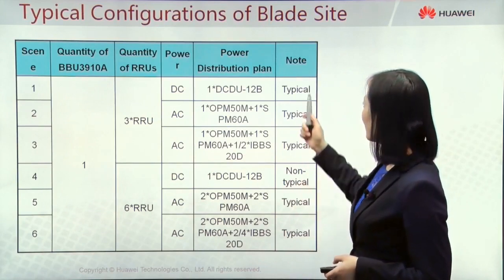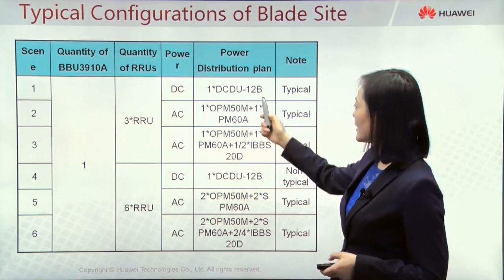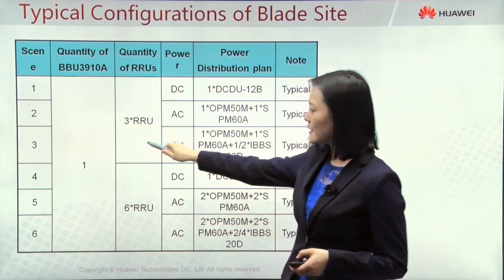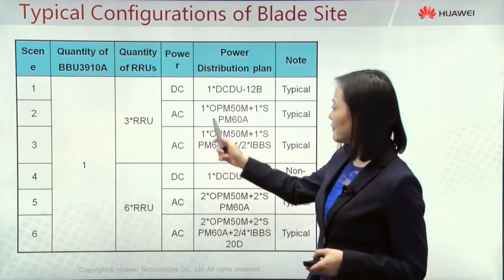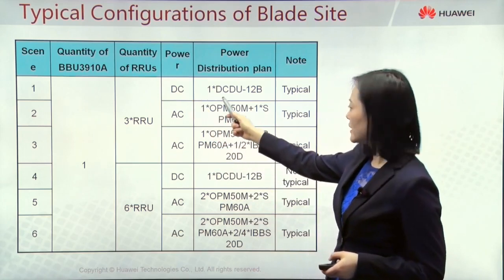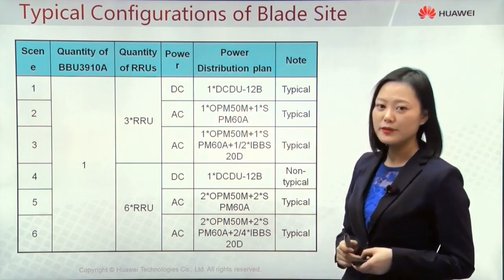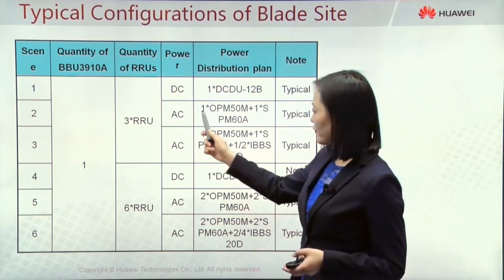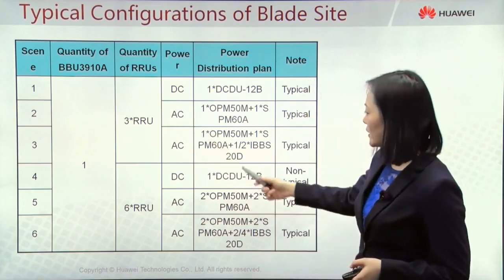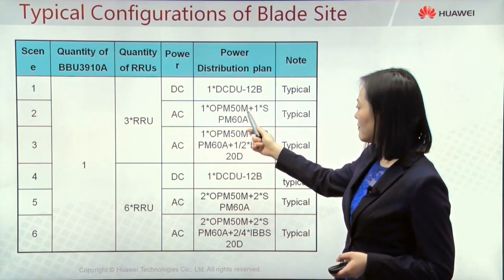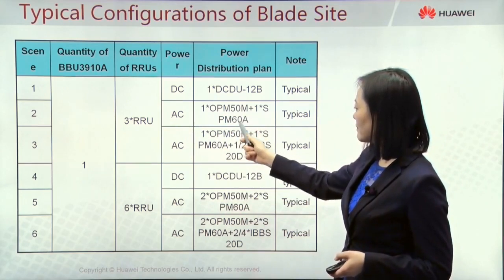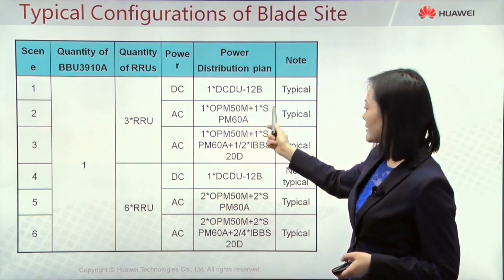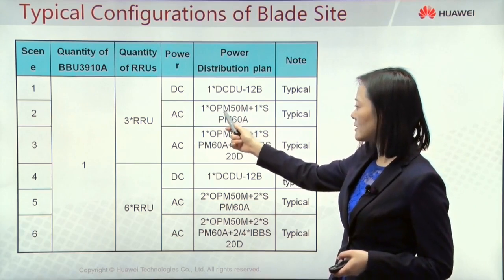Now let's check for the blade side, how to decide the power distribution plane. If we configure 3 blade RRU, when the power input is DC power, we need one DCDU to distribute the DC power to blade BBU and blade RRU. While if the power input is AC power, we need to configure OPM 50M and another SPM 60A. One is to supply power for BBU and RRU, and this SPM is to protect this OPM.